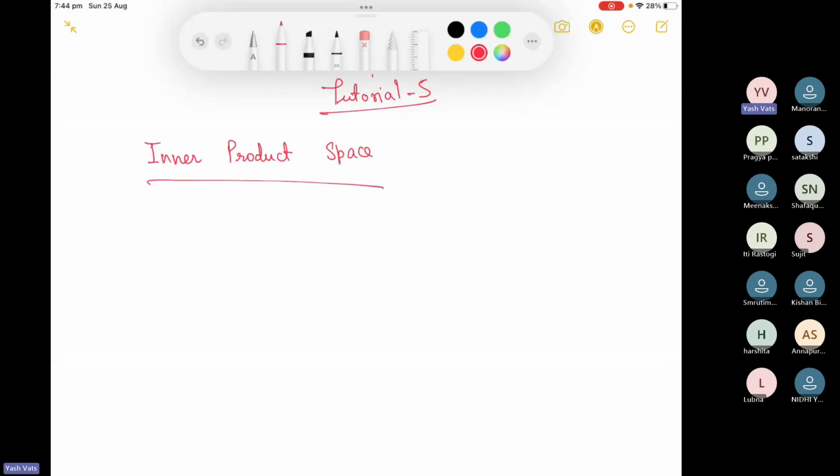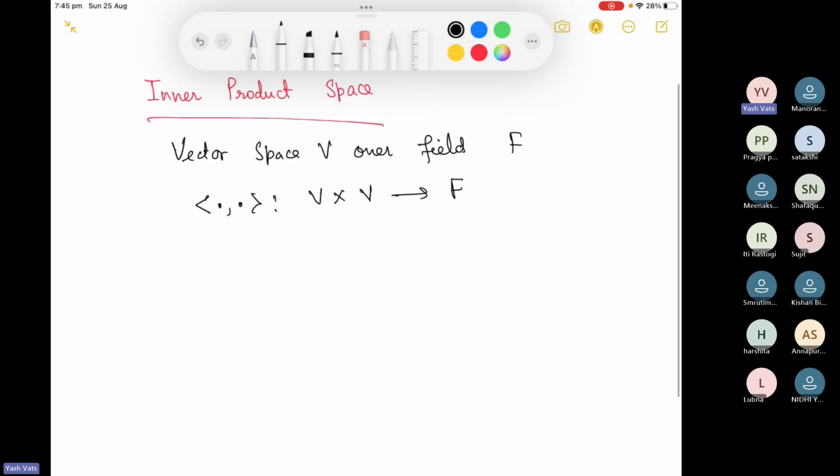So you know all about the vector space V, right? And it is defined over field F, that you already know. So we define this function from V cross V to F. How do we define it? There is a function denoted by this thing over here. This is called an inner product. It is just a function from V Cartesian product V to F.